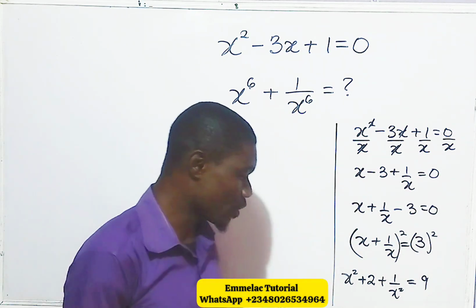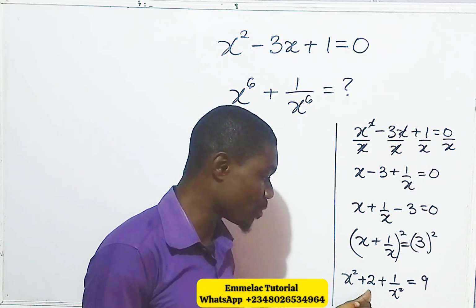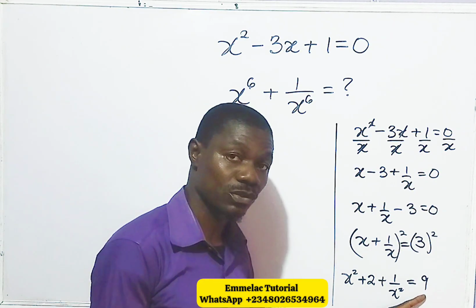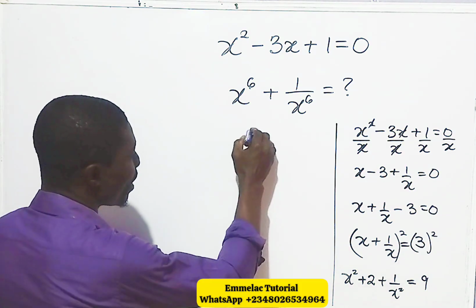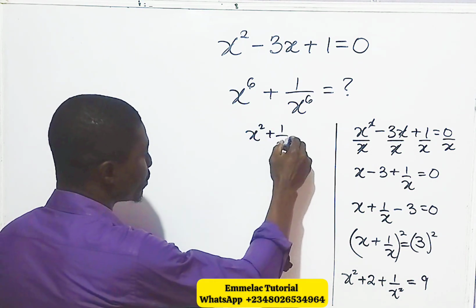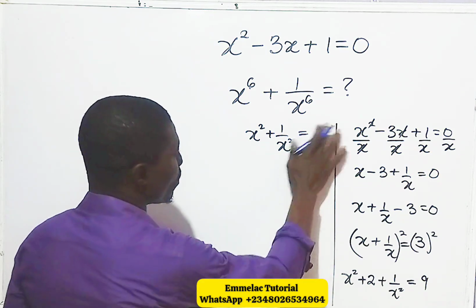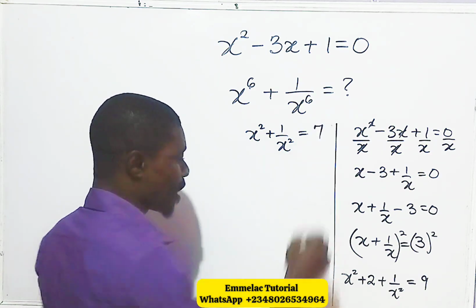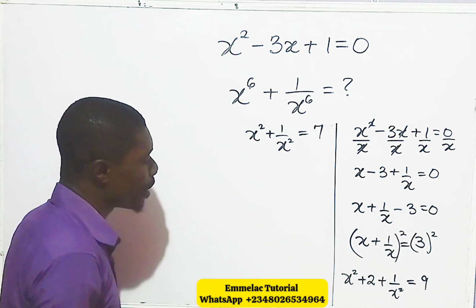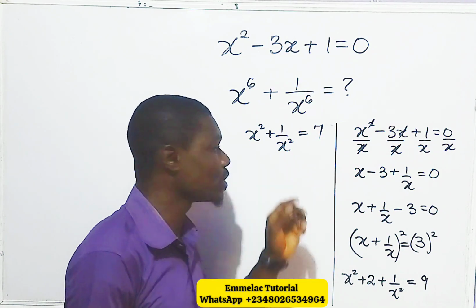So at this point now, what do we need to do? Let's subtract 2 from both sides, and our right hand side will become 7, because 9 minus 2 will give us 7. So here we have x squared plus 1 all over x squared equals 7. Okay, so at this point again, let's raise both sides of the equation by 2.